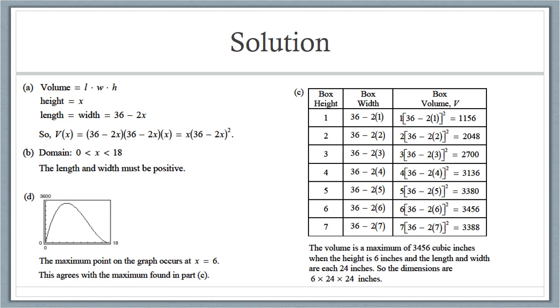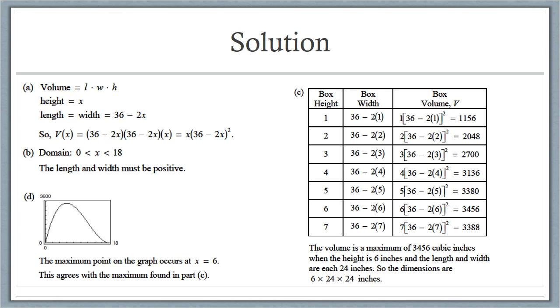So the volume is length times width times height, and the height is going to be determined by the squares that you cut out, which is x. So the height is x. The length and the width are the same since it's a square. It started out as 36 inches, but you're cutting out x on each side. So the box will have a length and width of 36 minus 2x. That means our volume is 36 minus 2x times 36 minus 2x times x, or to put it in a little bit smaller form, x times (36 minus 2x) squared.